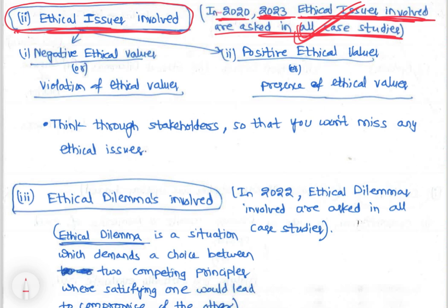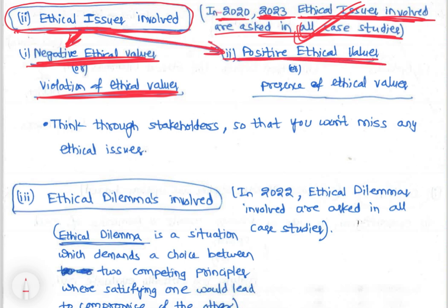In most case studies, students deal only with negative ethical issues, that is, violation of ethical values. They identify which values were violated. But what many aspirants don't know is that positive ethical values also count. Ethical issues is a value neutral term. It can be positive ethical issues or negative ethical issues, that is, absence of ethics or presence of ethics also. So we will deal with negative ethical issues and positive ethical values, the presence of ethical values, as well.